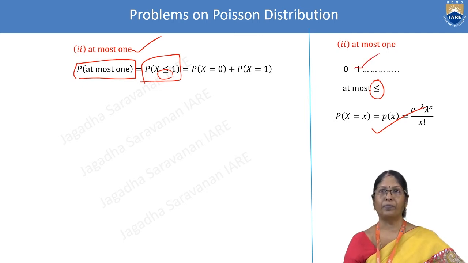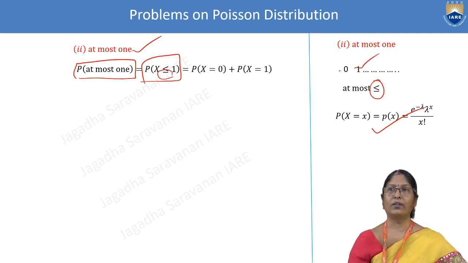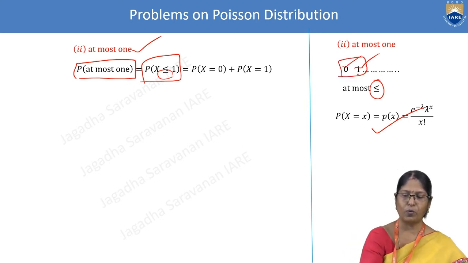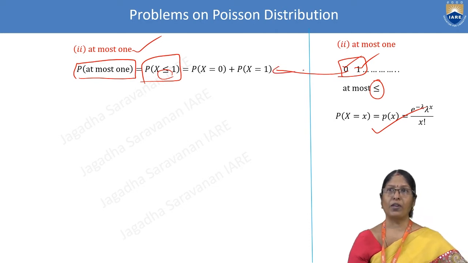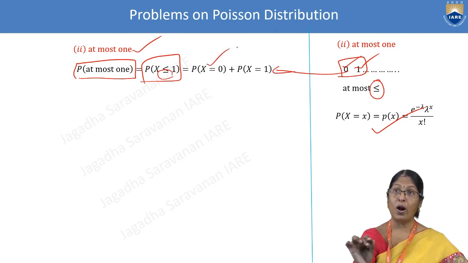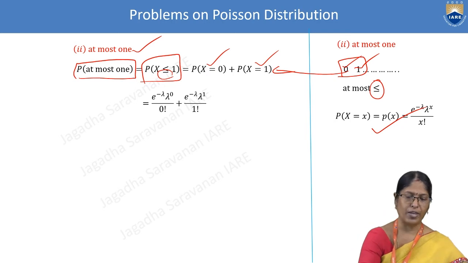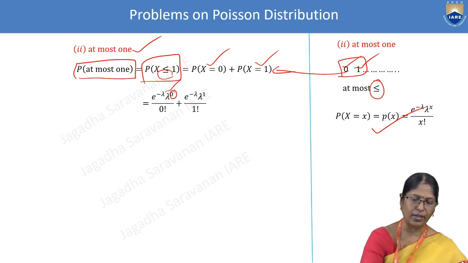So less than 1, which data is available? 0. So these two data only are required. So P of X equal to 0, one time Poisson formula. When X equal to 1, one more time Poisson formula. So we applied. Here we can see it.